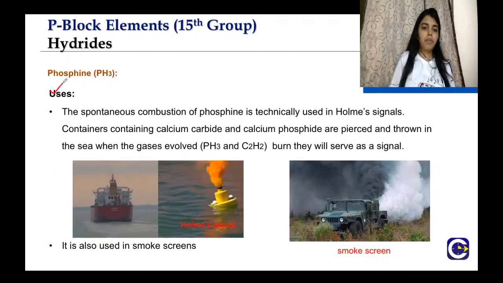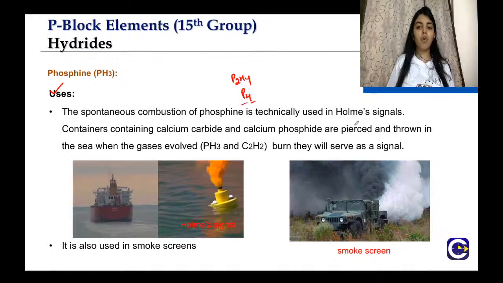Next, uses are important. Basically, the spontaneous combustion of phosphine, which is due to the presence of impurities such as P2H4 or P4 vapors, is technically used in Holmes signals, right? So what are Holmes signals? Basically, there are containers containing calcium carbide. What is calcium carbide? CaC2, right? And calcium phosphide, Ca3P2, are pierced and thrown in the sea. So when these containers are thrown in the sea, they evolve phosphine and ethyne gas, right?